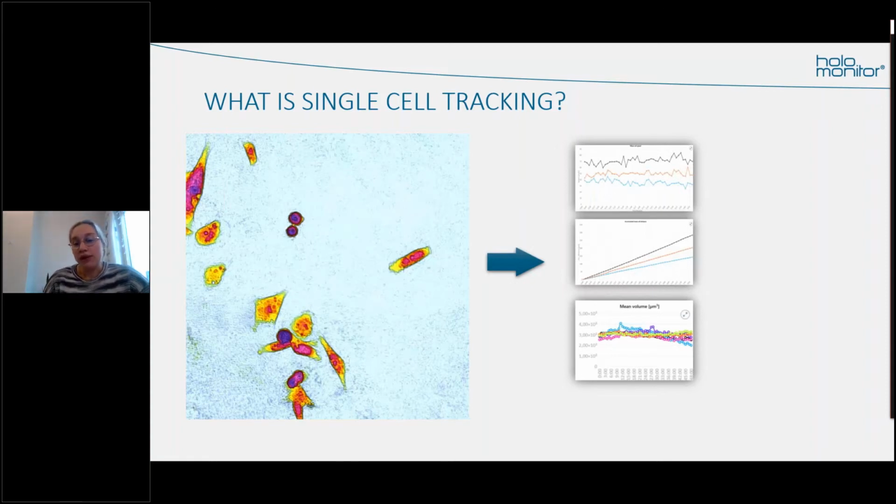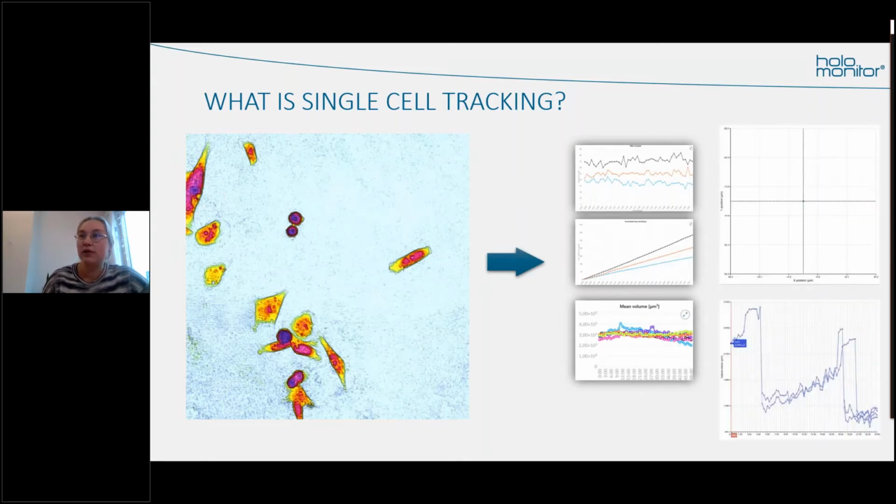But of course, tracking can also be done on single cell level. And here are two examples. The top graph shows a cell movement plot where each line in the plot represents one individual cell and how that cell has moved during the time lapse.